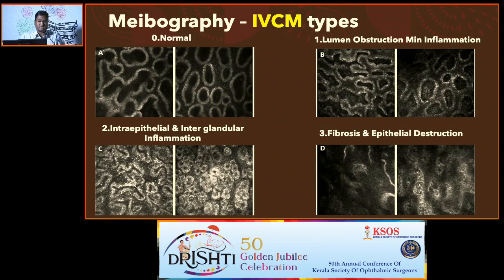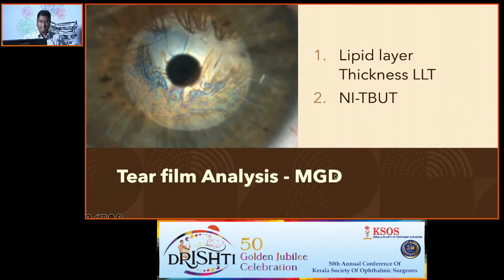If you have access to IVCM, you can also look at the lumen of these meibomian glands. These are normal glands that have a good opening; this shows lumen obstruction with minimal infiltration. This is moderate to severe, and complete fibrosis and cell destruction of the epithelium.